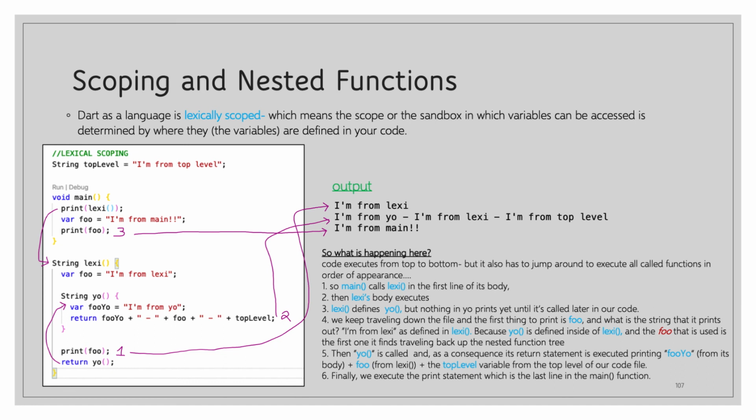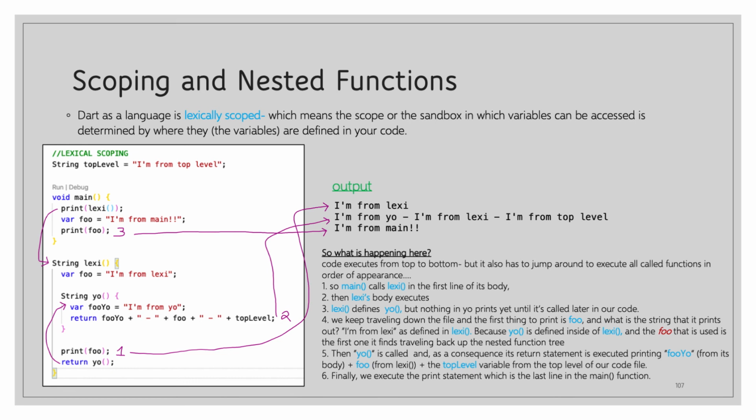So let's find out exactly what's happening here. Code executes from top to bottom, but it also has to jump around to execute all called functions in order of appearance. So main calls lexi. You see that in the print statement in the first line of code. Then lexi's body executes. Lexi itself defines yo, but nothing in yo prints yet until it's called later in our code. We keep traveling the file, and the first thing to print is foo.